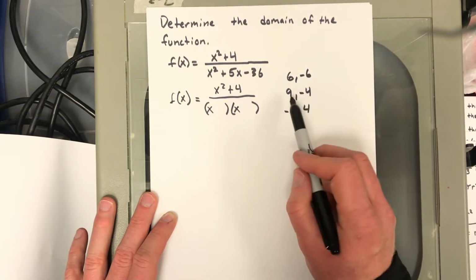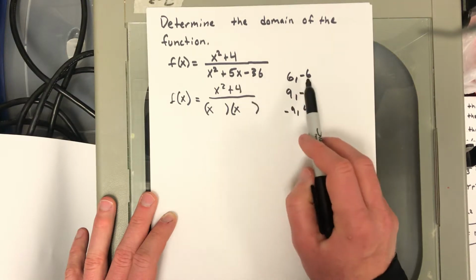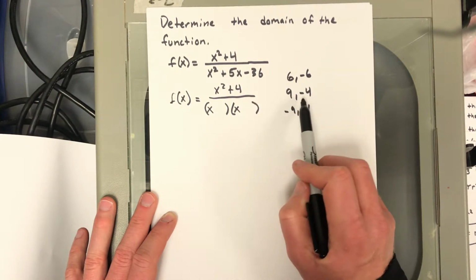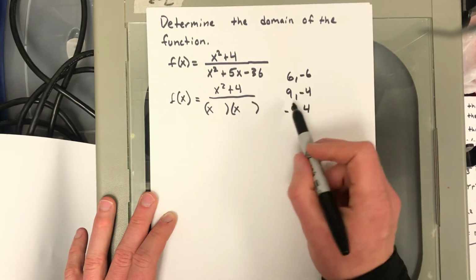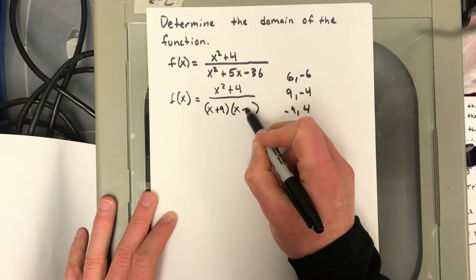So now all I got to do is look at which of these, when you add 6 and negative 6, do you get 5? No, you get 0. 9 and negative 4, when you add those, do you get 5? Yes, you get positive 5. So these are the two terms we're going to use. So I'll say plus 9 here, minus 4 here.